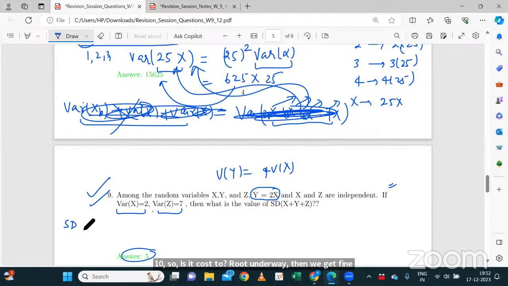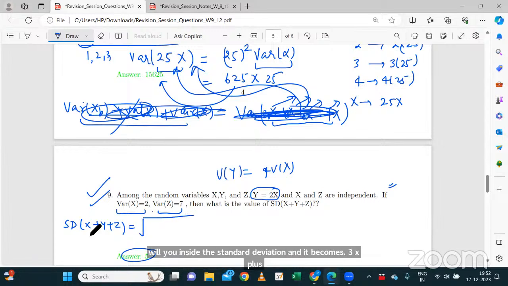Anyone else who wants to explain? Yes, good. If you want to explain, no problem. You will get the idea whether you are correct.